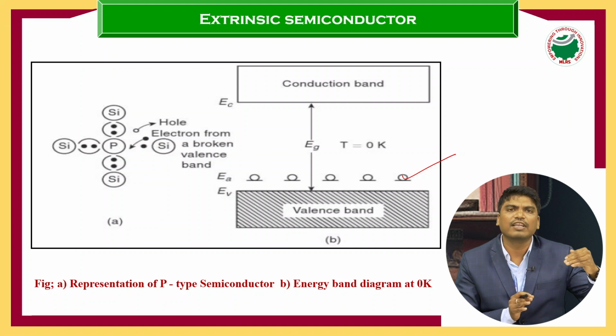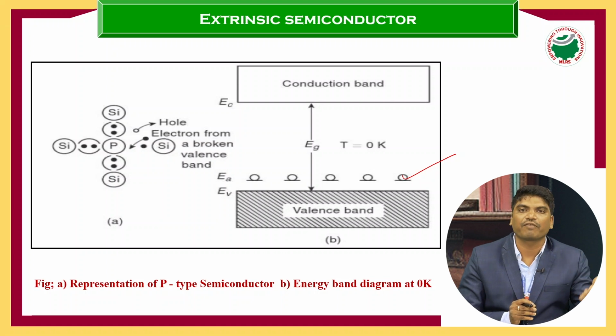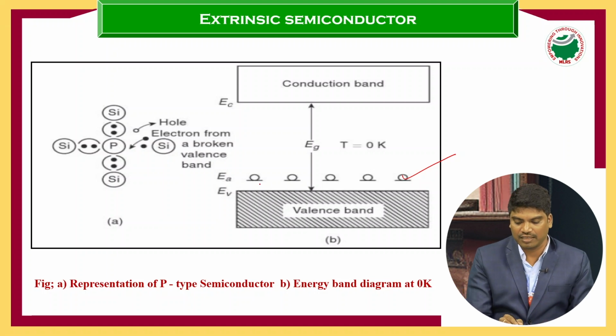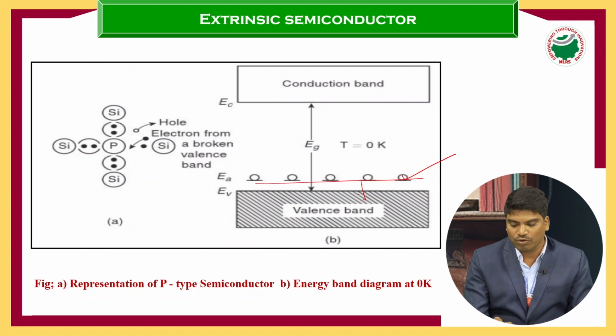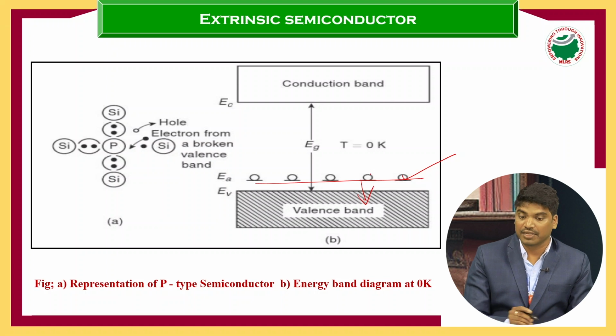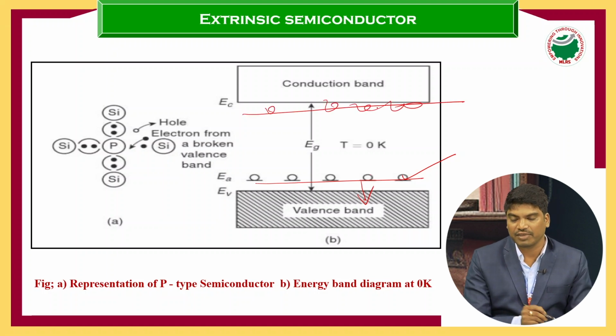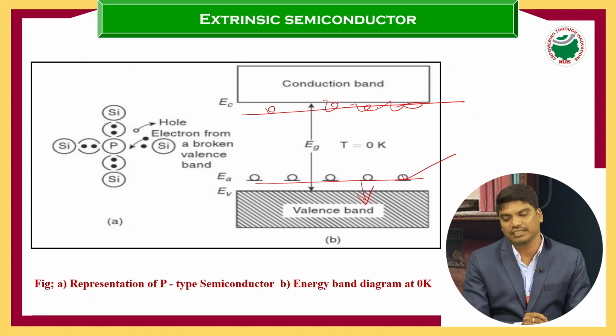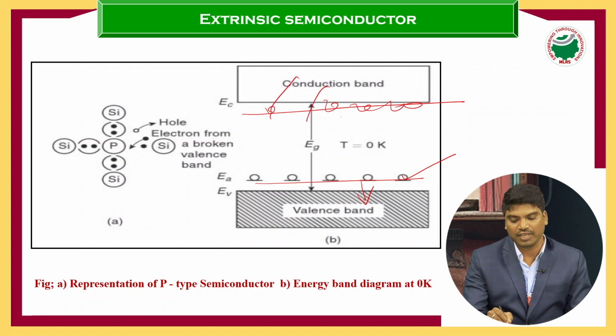So whenever we give a little amount of energy, they will jump from the donor energy level to the conduction band, which leads to the flow of current. The donor energy level is very close to the conduction band. That means by just giving a little amount of energy, these electrons will jump to the conduction band.